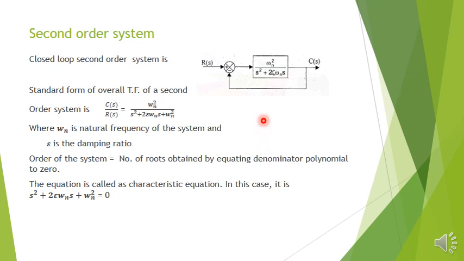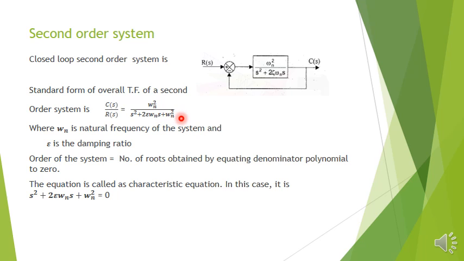Next we will see the response of the second order system. Before going to the response, we will study what we mean by a second order system. Now the closed loop second order system can be represented like this, with forward path transfer function omega n square divided by s square plus 2 zeta omega n s, with unity feedback. So the standard form of the overall transfer function of a second order system, by using the block reduction technique, becomes C of s by R of s is omega n square by s square plus 2 zeta omega n s plus omega n square.